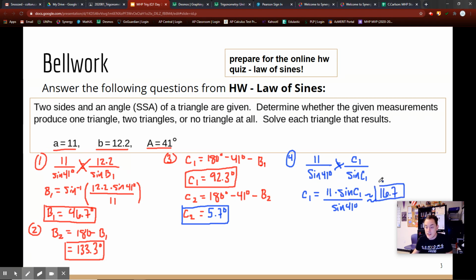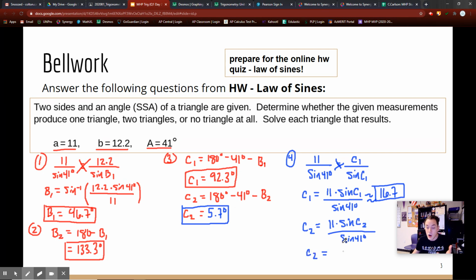This is not degrees. This is my side length measure. Now C2. C2 is literally the exact same thing, guys. Nothing's going to change here. The exact same proportion is pretty much set up. It's just going to be 11 times sine of not C1 but C2, sine of C2, and then sine of 41 degrees. Okay, so it's very similar. It's just going to be using my second angle for my C value. So 5.7 for that.